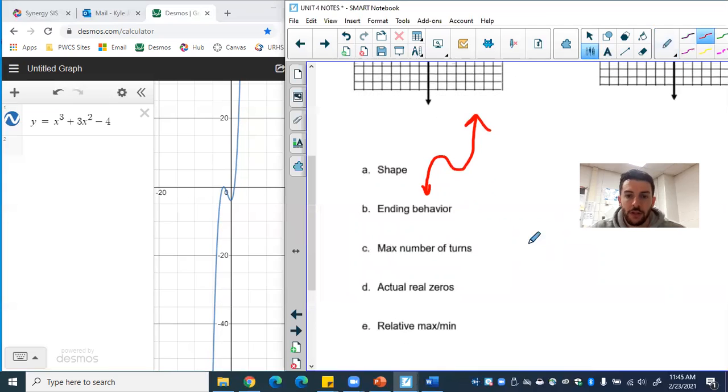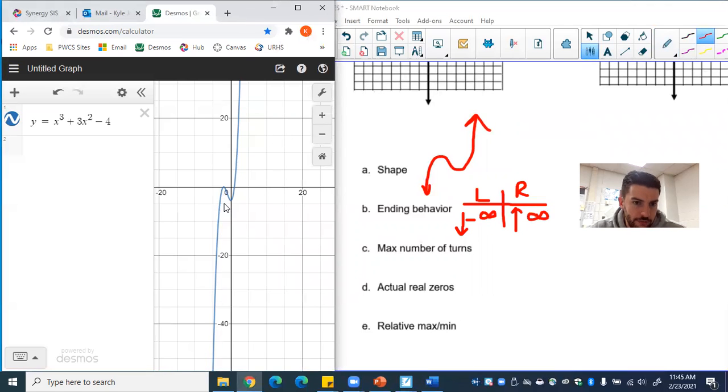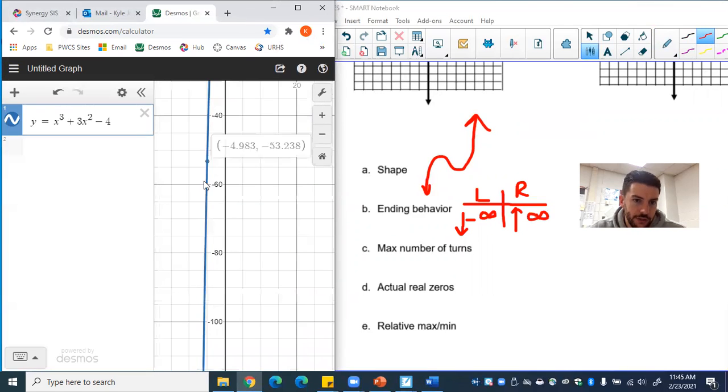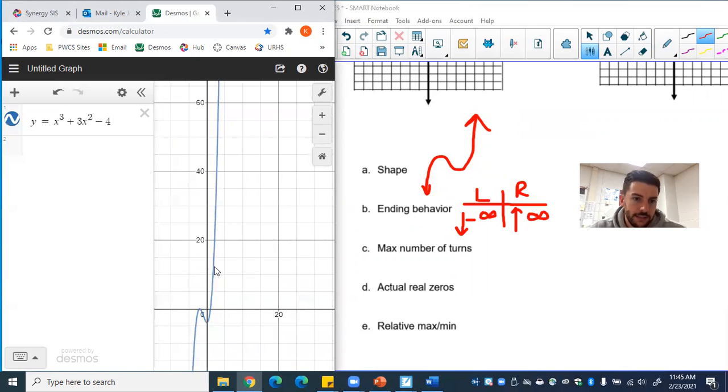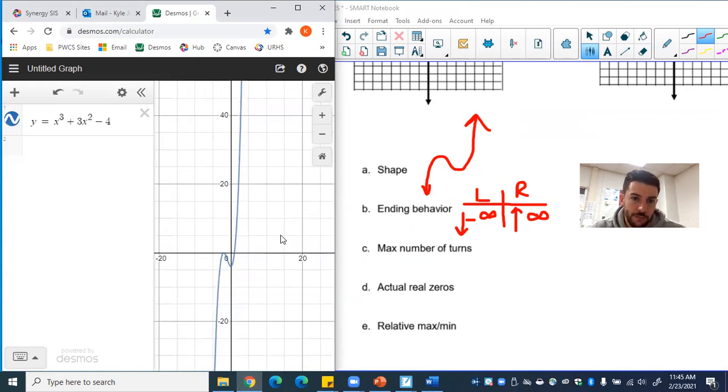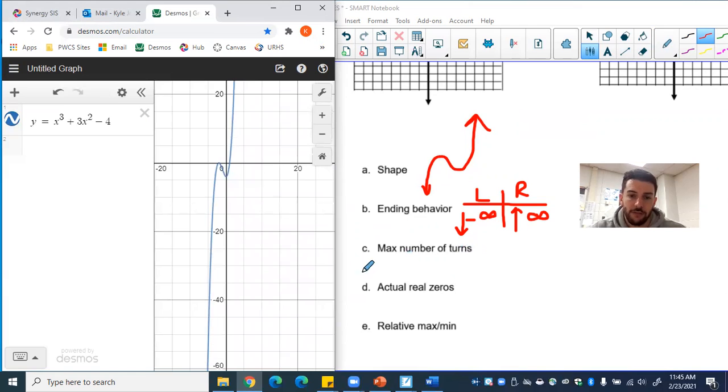Okay, the end behavior. Again, this is where we make our little mini table, and we're talking about the left of the graph and the right of the graph, and what direction it is going in. Again, we'd say on the left it's going down forever, or going to negative infinity, and to the right it's going up forever, or towards positive infinity. We can just see that by observing the graph. As it extends to the left, it's going down forever, and as it extends to the right, it's going up forever. So that's what the end behavior is.